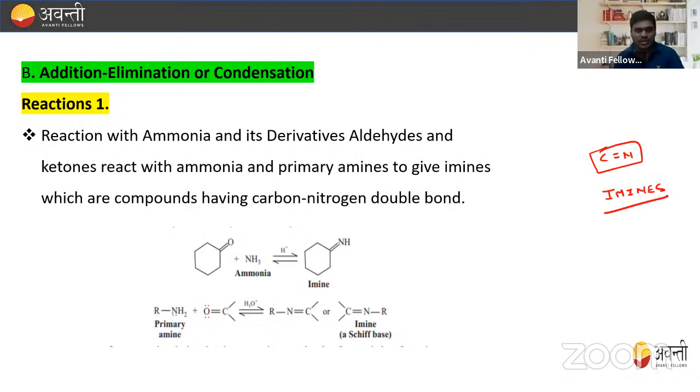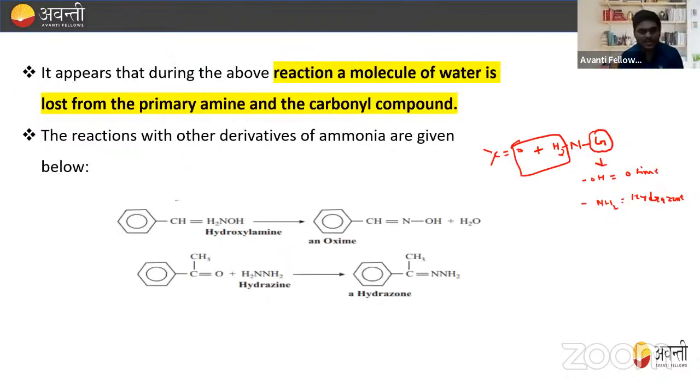So this is the elimination or condensation reaction. Basically in the condensation reaction, aldehydes and ketones react with ammonia and its derivatives, such as primary amines, to give imines. This is also very important. They form imines here, which are compounds having a carbon-nitrogen double bond. If someone asks what imines are, imines are nothing but carbon-nitrogen double bond compounds. During the above reaction, a molecule of water is lost from the primary amine and the carbonyl compound. The reactions with other derivatives of ammonia are given below.